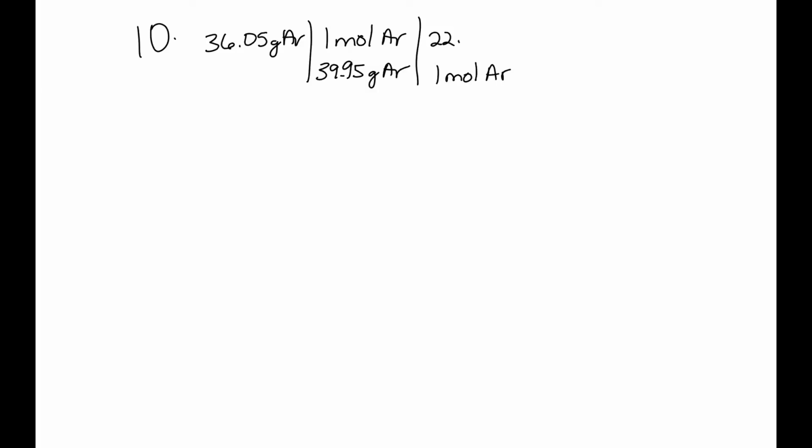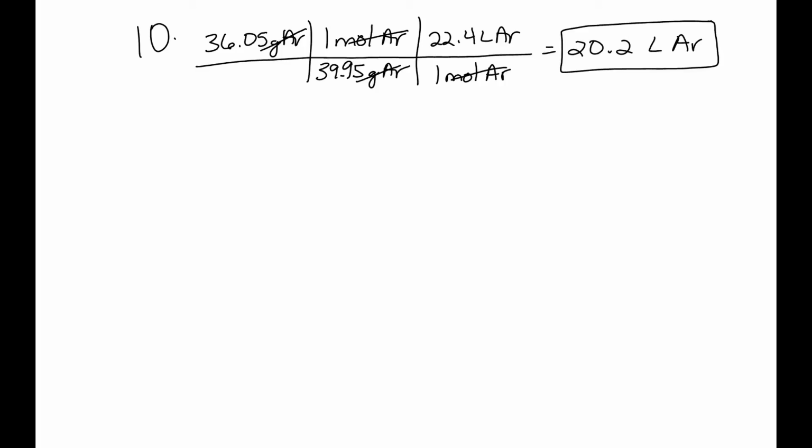Okay, so first we have 36.05 grams of argon. Now we got to put the molar mass in here. And then we put the molar volume in here, which is 22.4 liters. And this gives us 20.2 liters of argon. Okay, that's pretty easy, but some people are still not comfortable with picket fences, so they would just rather do the PV equals nRT.